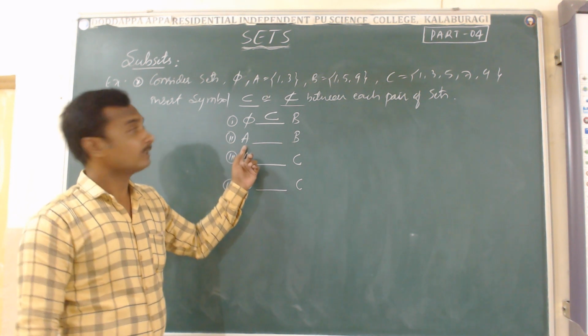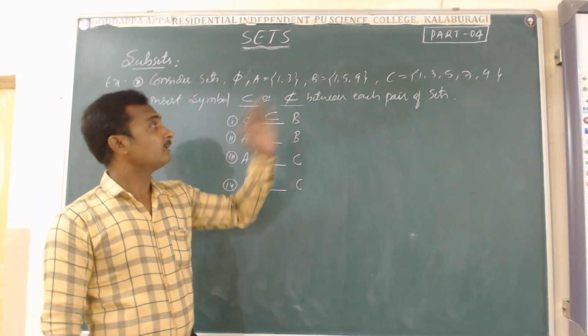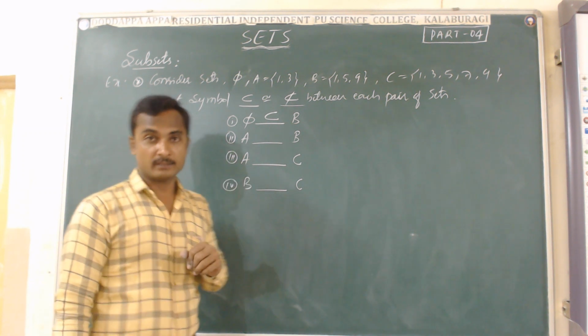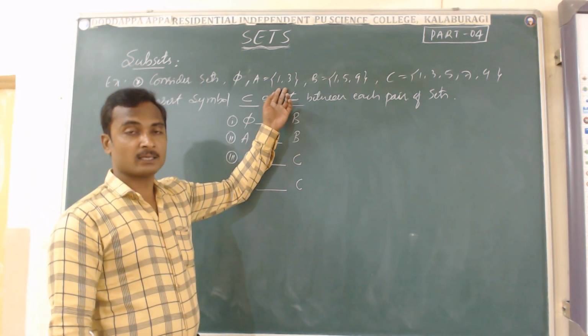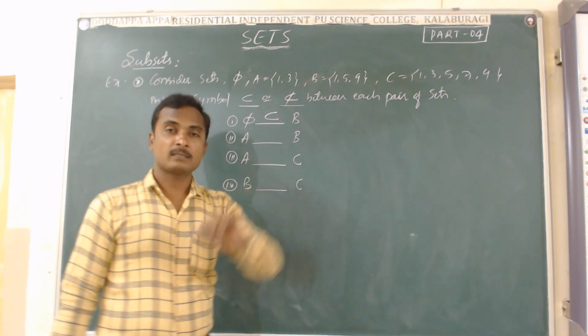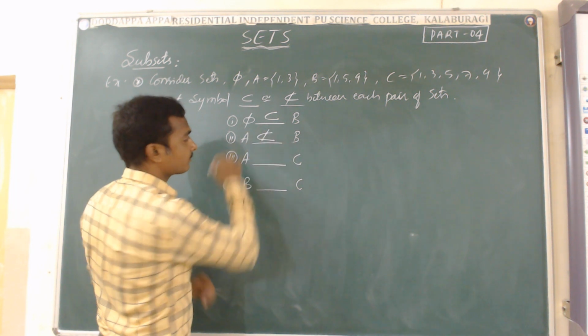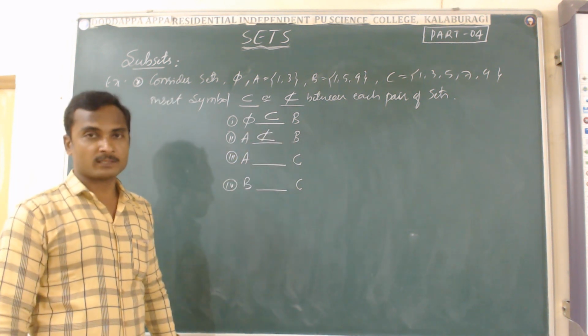Come to the set A. The elements of the set A are 1, 3. The elements of the set B are 1, 5, 9. Therefore, not every element of the set A is an element of the set B. It means A is not a subset of B.